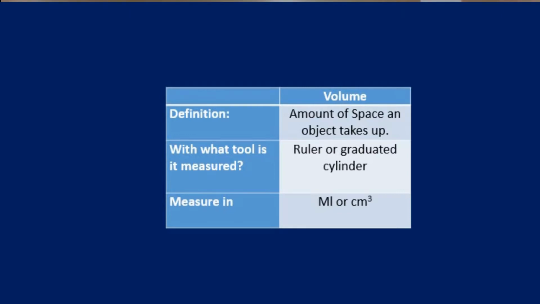Okay. So here is a great chart for volume. The definition is amount of space an object takes up. What tool do you measure it with? You can measure it with a ruler or a graduated cylinder, and we measure it in milliliters or cubic centimeters.